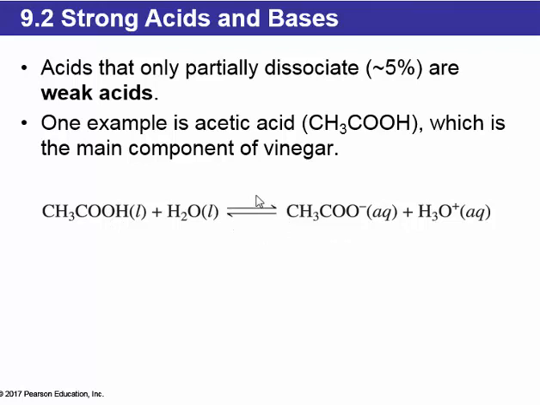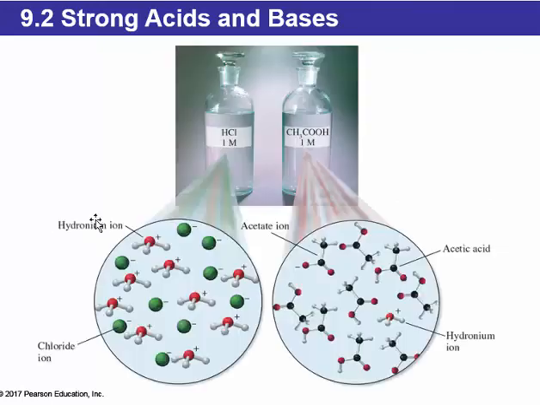Another thing I want to point out is there are these double arrows, which we may remember means reversible, and that means that this acetate and hydronium, when they come in contact with one another, are going to go the reverse reaction and form water and acetic acid. So this graphic here shows you the difference between a strong acid that is completely dissociated and a weak acid that is only partially dissociated.